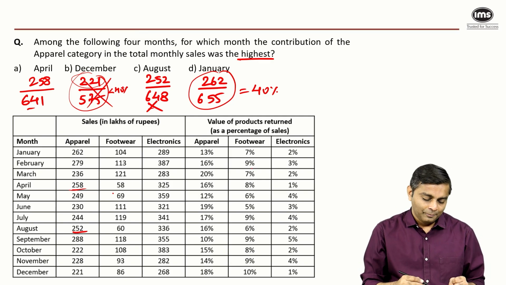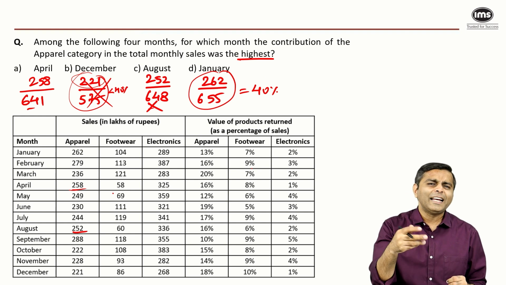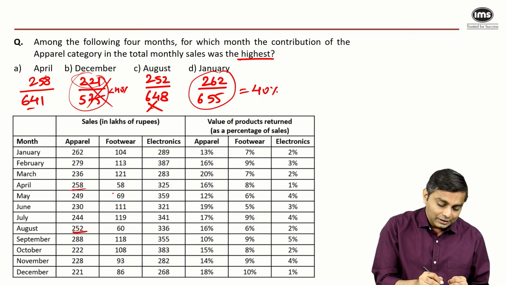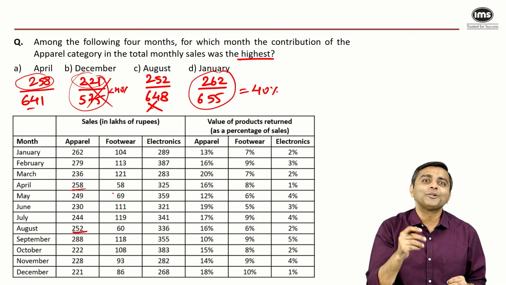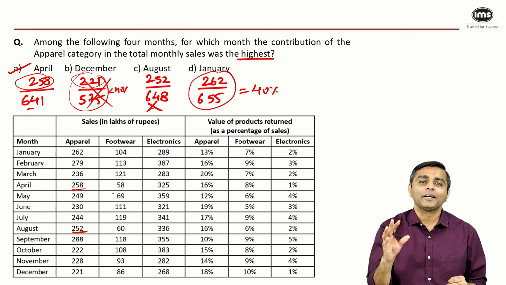Now let's go to April. 64.1 is my 10%, into 4 is 240 and 16, 256, 256.4. So this guy is slightly more than 256, more than 40%. I'm going to mark April as my answer.